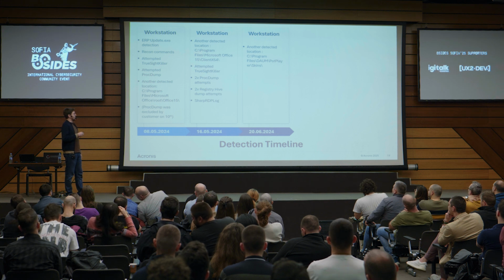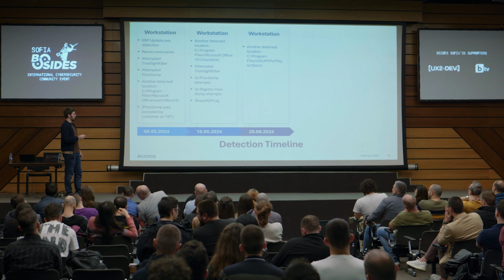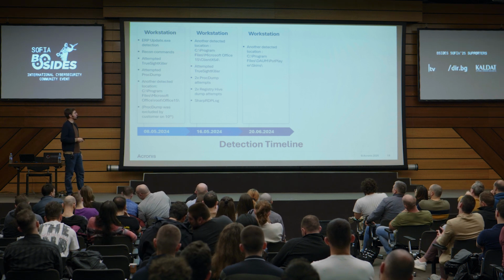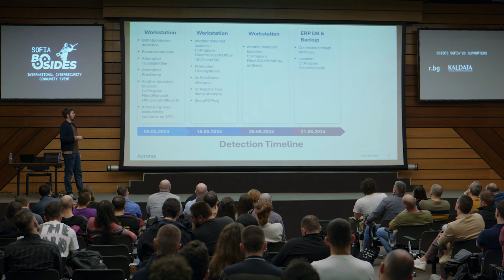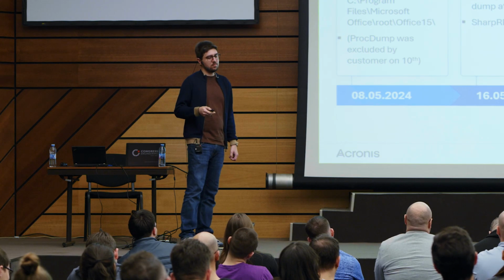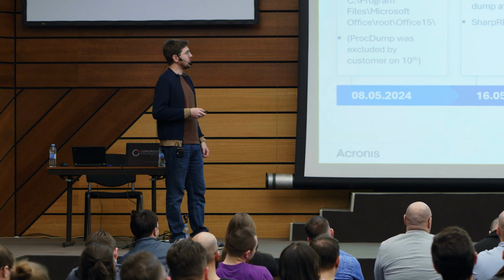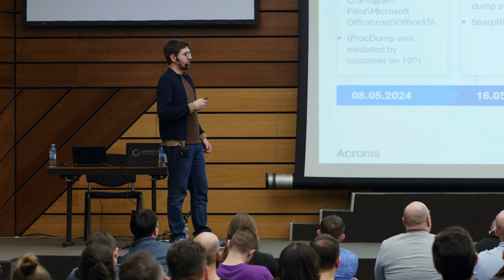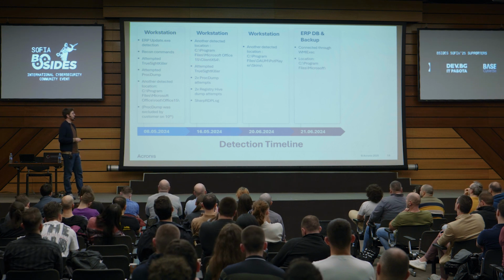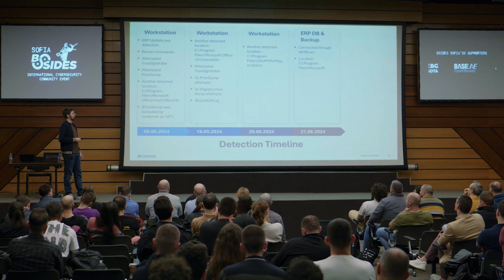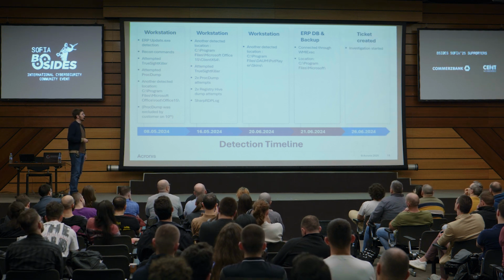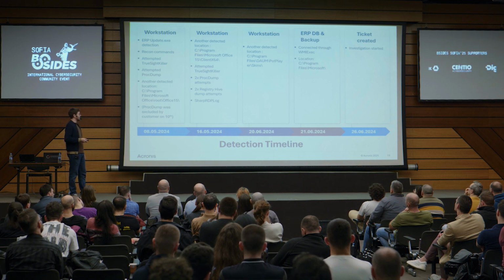The next interesting detection was on the 20th of June, so one month later. They used this time, for some reason, the bot layer path. On the next day, there was a detection on an ERP DB and backup server. The detection was related to WMI exec and execution under program files. 5 days later, the customer raised the ticket and our investigation started.